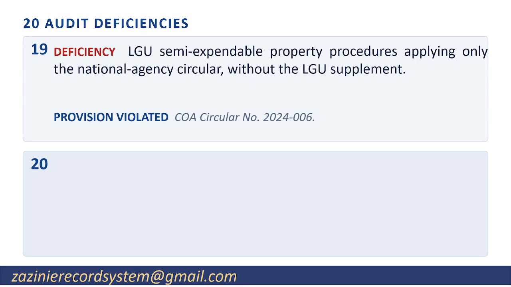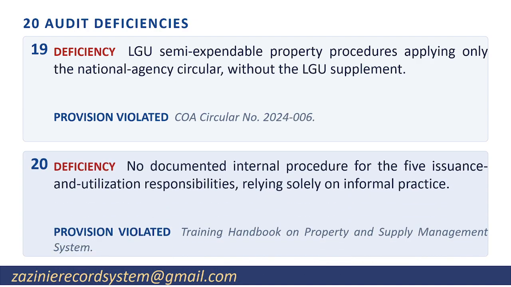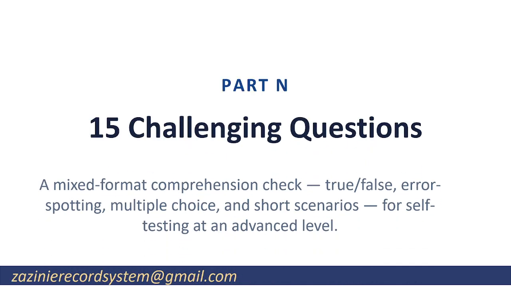20 audit deficiencies. Number 19. Deficiency: LGU semi-expendable property procedures applying only the National Agency Circular, without the LGU supplement. Number 20. Deficiency: no documented internal procedure for the 5 issuance and utilization responsibilities, relying solely on informal practice. Next slide. Part N. 15 challenging questions.